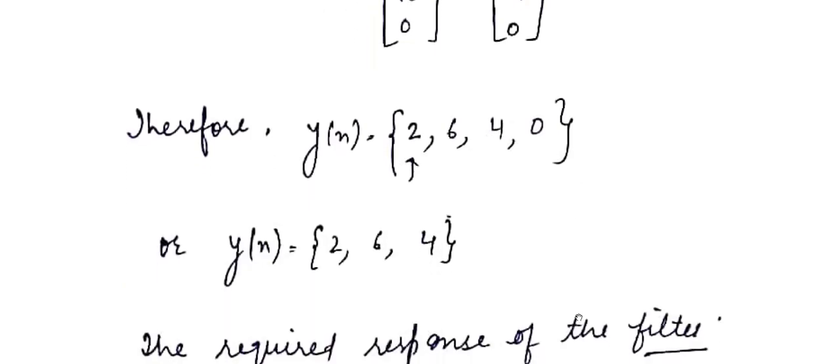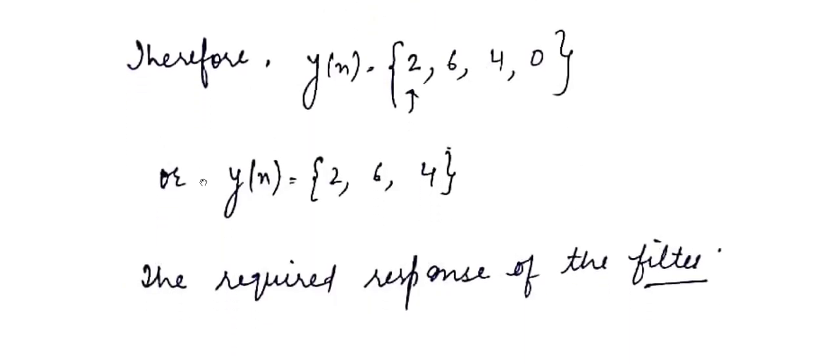So ultimately what will yn finally be? Yn will be of length 3, that is, length of xn plus length of hn minus 1, which was 2 plus 2 minus 1. So that was 3. So yn is coming out to be 2, 6, 4. So this is the required response of the filter. This is how we can determine the response of the filter using the discrete Fourier transform.